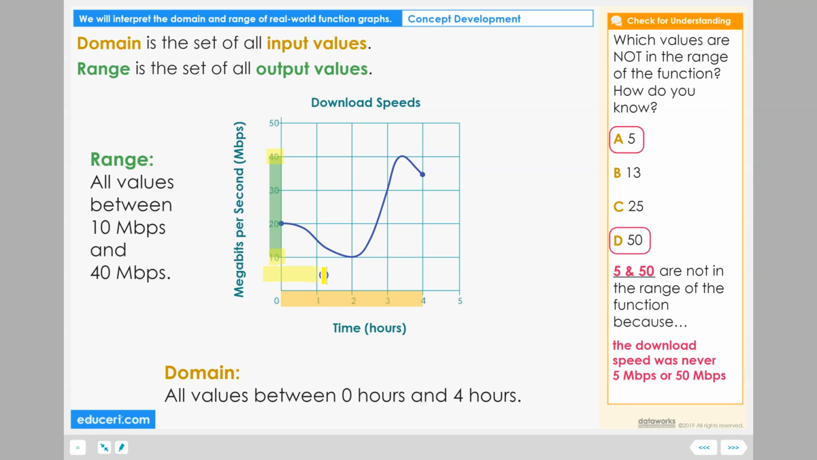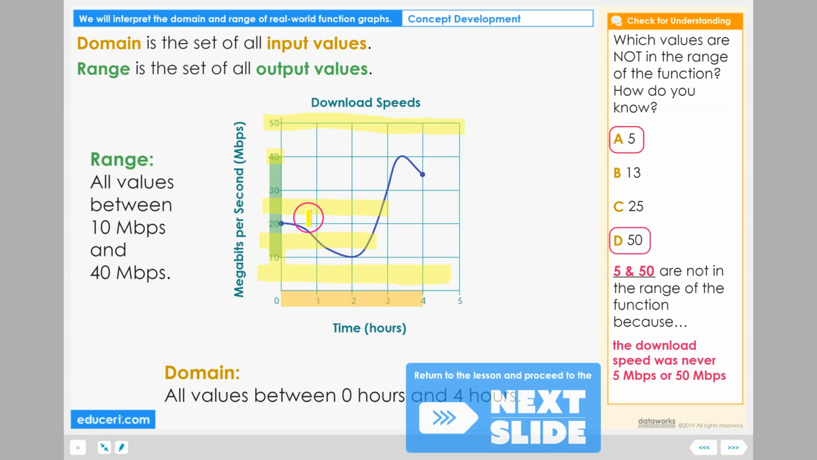5 megabits per second would be down here in this region, and the graph shows that the download speed never gets lower than 10. 50 megabits per second is way up here. The graph never gets up to 50 megabits per second either. However, 13 and 25 are values that were recorded on this graph.